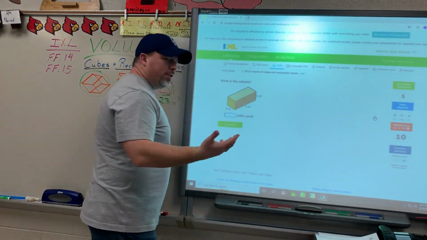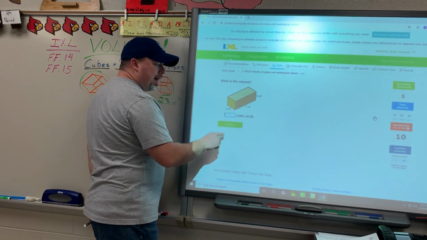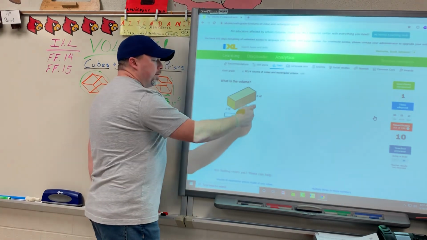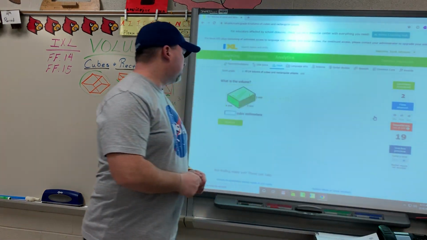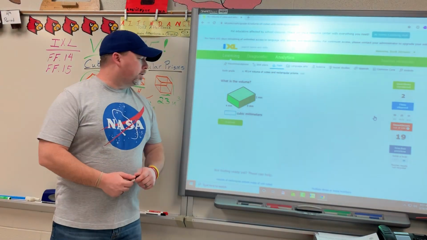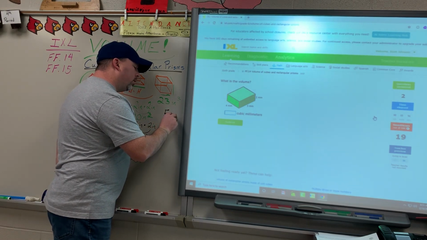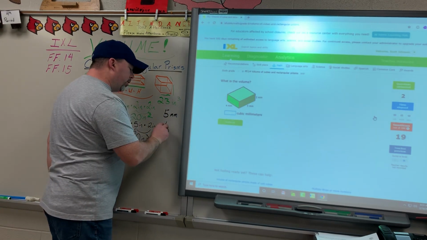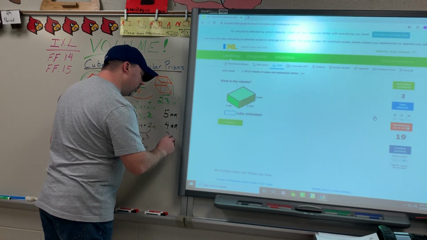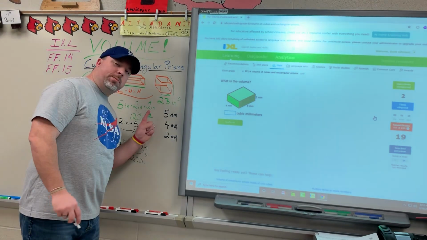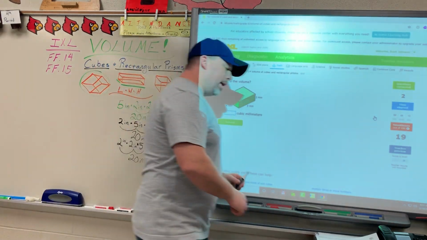Here's another one. We have the same measurements. 5 yards long, 2 yards tall, 2 yards wide. 2 times 5 is 10. 10 times 2 is 20. Let's type that in. Excellent. Here we have another box. 5 millimeters long, 4 millimeters wide, 2 millimeters high. 5 times 4 is 20. 20 times 2 is 40. Excellent.